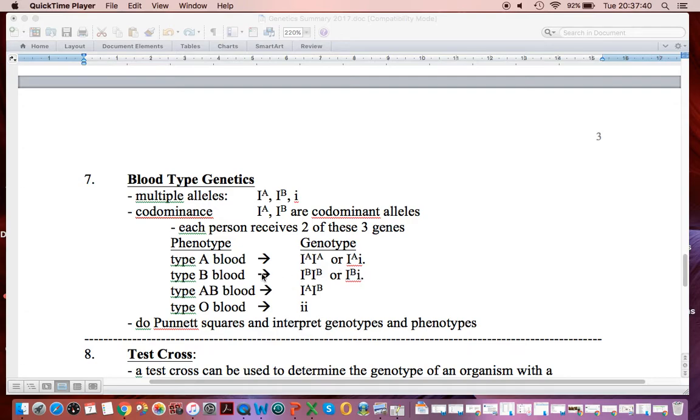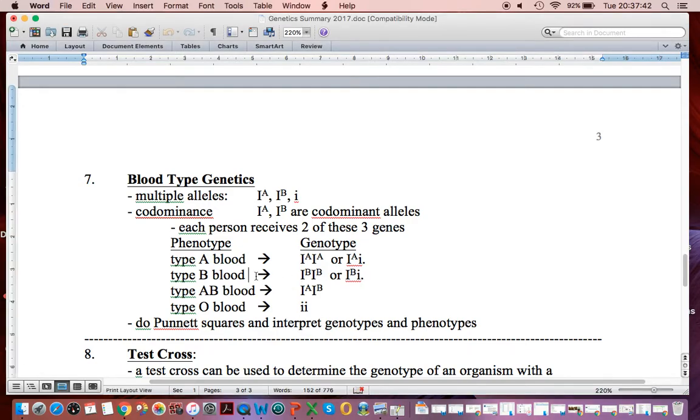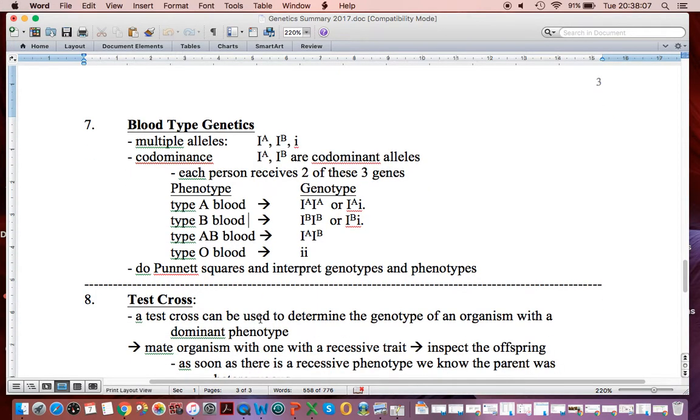We have 2 genotypes for blood type B. For AB, we have to have the A gene and the B gene. And for type O, we have the 2 little i's. We can't have an A or a B present. So those are the blood types. And when you're doing questions, you want to know the difference between homozygous and heterozygous. You usually have to work out these genotypes before you load them in a Punnett square. Once you've done the Punnett square, you look at genotypes and you go back to working out the phenotypes.